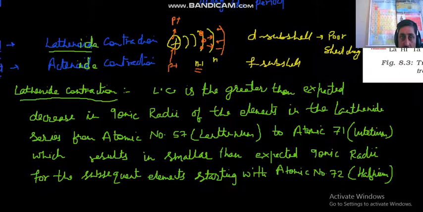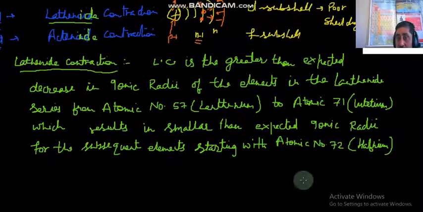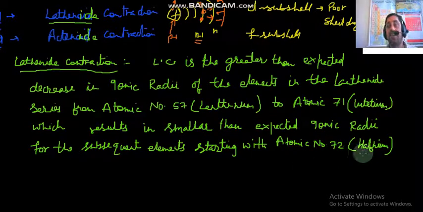So we can say that the size of the elements starting from hafnium, which is again from D block, while lanthanum is from D block, and between lanthanum and hafnium, that is 58 to 71, they are members of F block. Due to their appearance, the size of the subsequent elements decreased, and this is called lanthanide contraction.